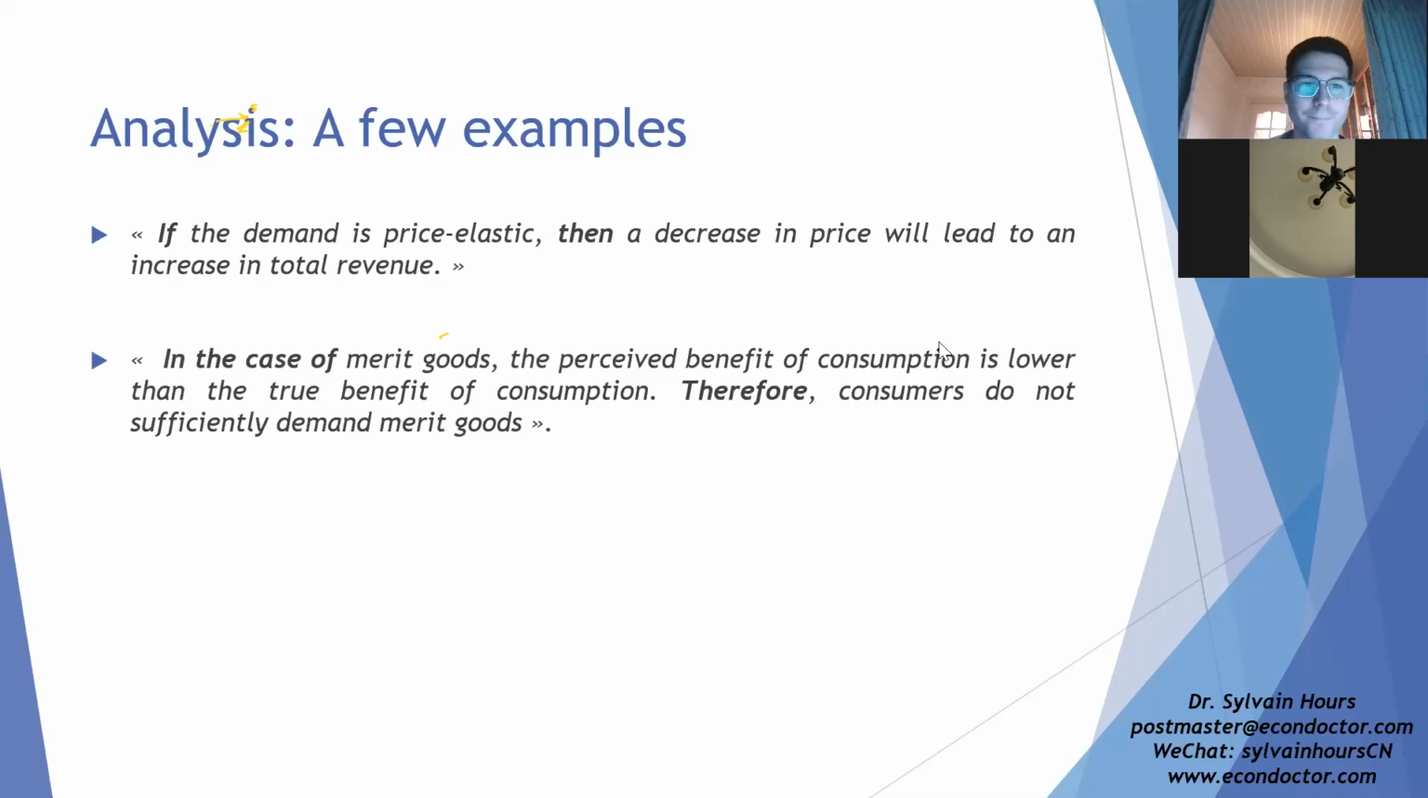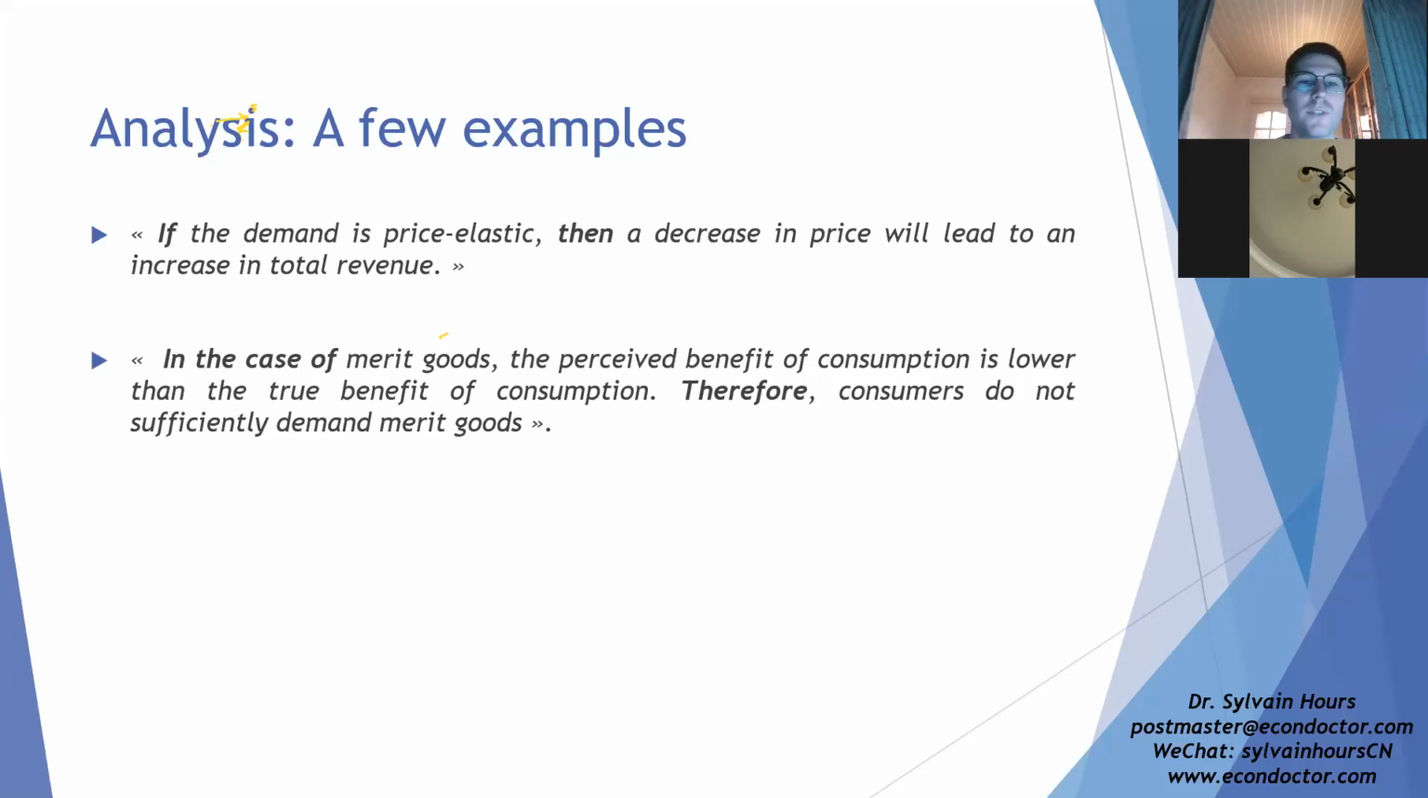How about this one? In the case of merit goods, same thing, that's my initial condition. The perceived benefit of consumption is lower than the true benefit of consumption, okay? Therefore, consumers do not sufficiently demand merit goods. So again, this is a rather short logical chain because we have one initial condition and one single consequence. But in this case, I think we can agree that this is a bit superficial because there is much more that we could say, right? Basically, the student here has stopped too early in the analysis. We could continue, we could go deeper.